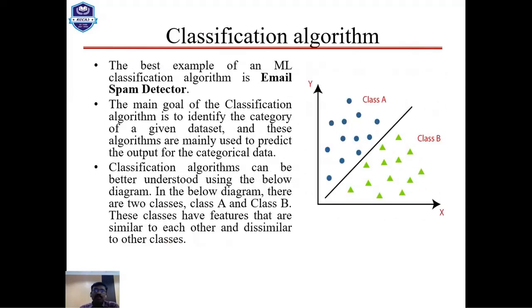The best example of a classification algorithm is email spam detector. The main goal of the classification algorithm is to identify the category of a given dataset, and these algorithms are mainly used to predict the output for the categorical data. Classification algorithm can be better understood using the below diagram. In the diagram, there are two classes, class A and class B. These classes have features that are similar to each other and dissimilar to the other class.